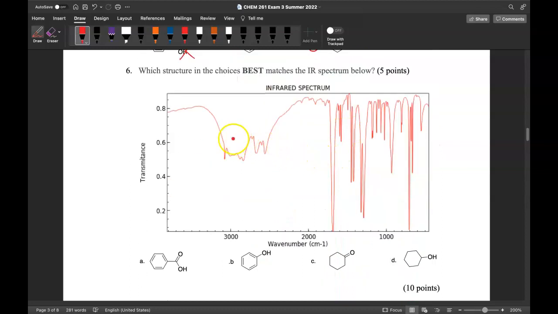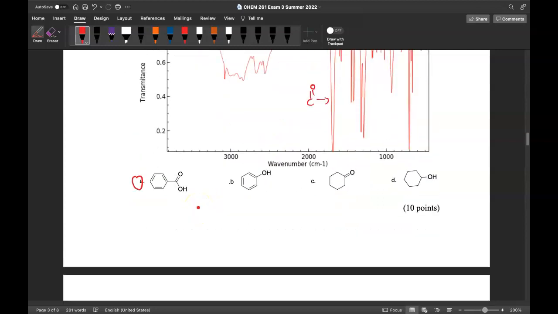Now this is extremely broad. I see it's so broad. At the same time, I have a carbonyl. This could be an OH. So the best choice is that. You see we have some sort of overtones there suggesting the aromatic ring.